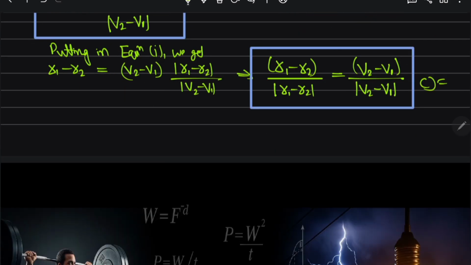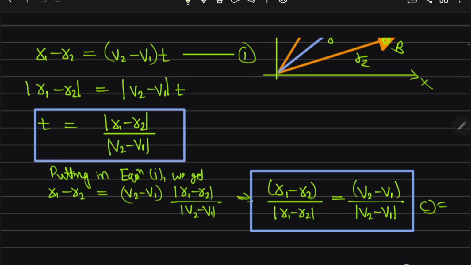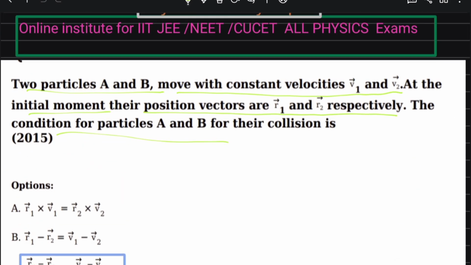So all these questions are completed. In the next video, we are going to solve from 2021 to 2025. Till now, we have completed all the PYQs from 2015 to 2020. In the next video, we are going to solve all the PYQs from 2021 to 2025. This is a very important chapter, and I have completed all the PYQs till now.